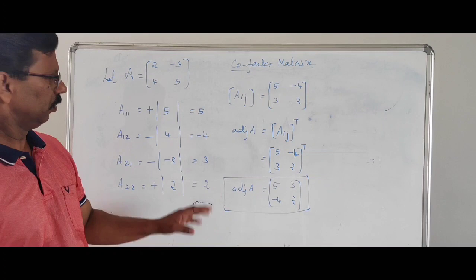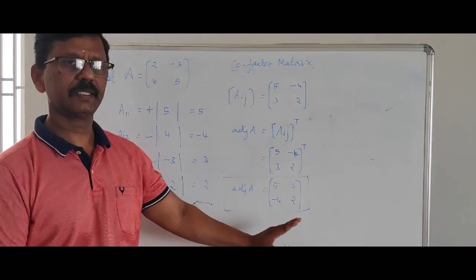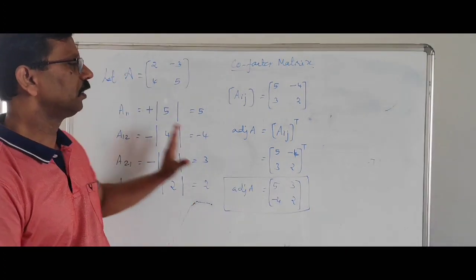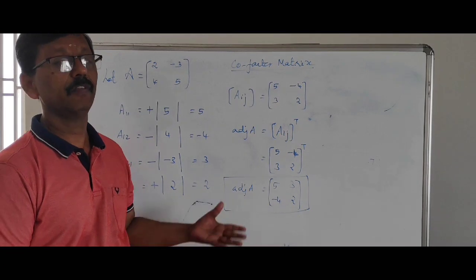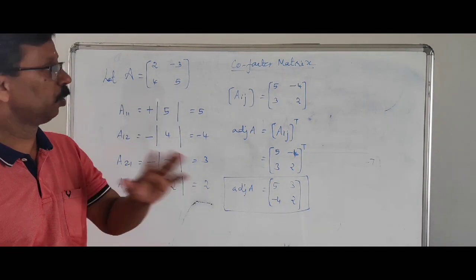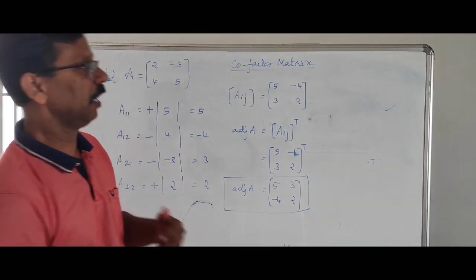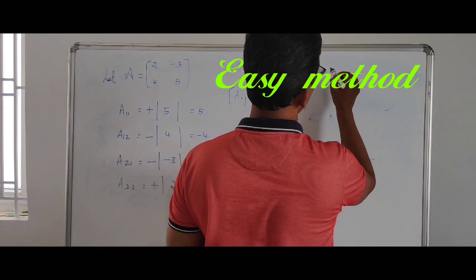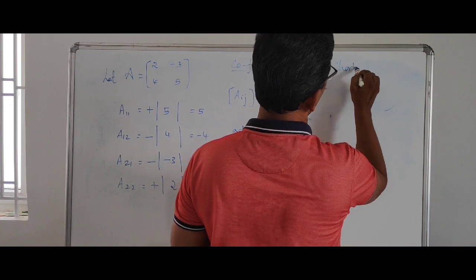Now, this is a lengthy process. We need not do all such steps to find the adjoint of a 2 by 2 matrix. We can find the adjoint of a 2 by 2 matrix in no time. Now, let us see how to find it in another way. That is the shortcut method.